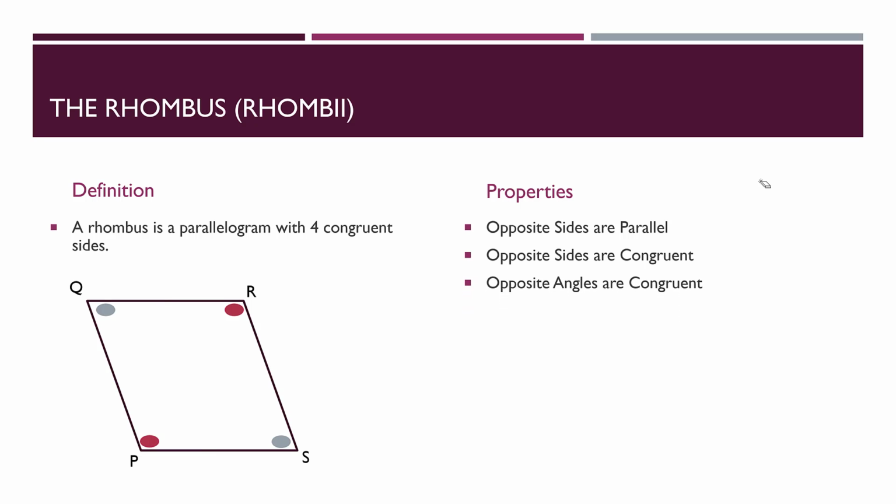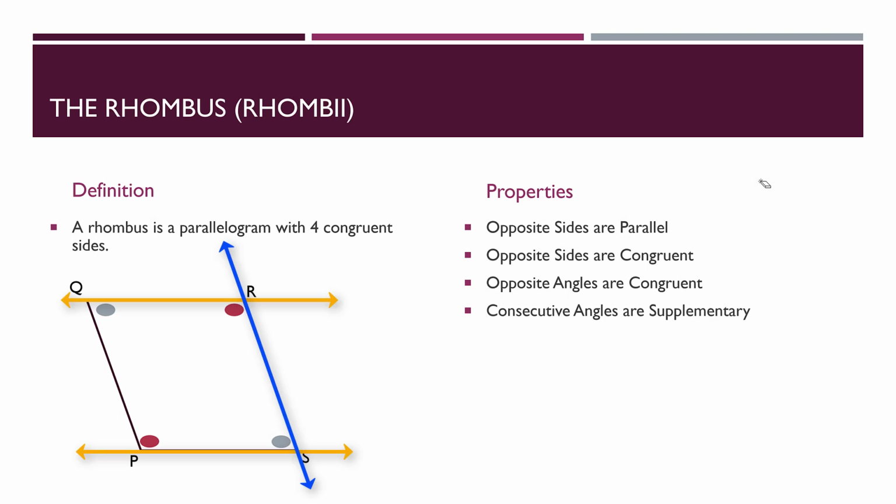Opposite angles are still congruent. So the red angles are congruent and the gray angles are congruent. Consecutive angles are supplementary. So remember, this meant that we could draw a set of parallel lines in here and use the other side as a transversal, and we would have red and gray angles being our consecutive interior angles, which means that they are supplementary.